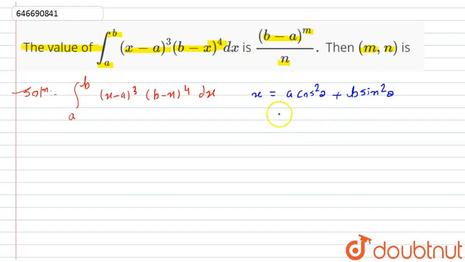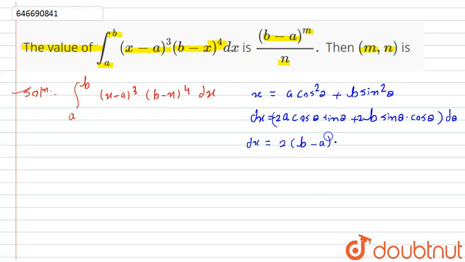Okay, so differentiating on both sides we get dx equals a times the derivative of cos square theta, which will be 2 cos theta into the derivative of cos theta, which is minus sin theta, plus b times the derivative of sin square theta, which will be 2 sin theta into the derivative of sin theta, that is cos theta, d theta. Before substituting this here, let us simplify this. If we take 2 as common, it will become 2 times (b minus a) sin theta cos theta d theta.